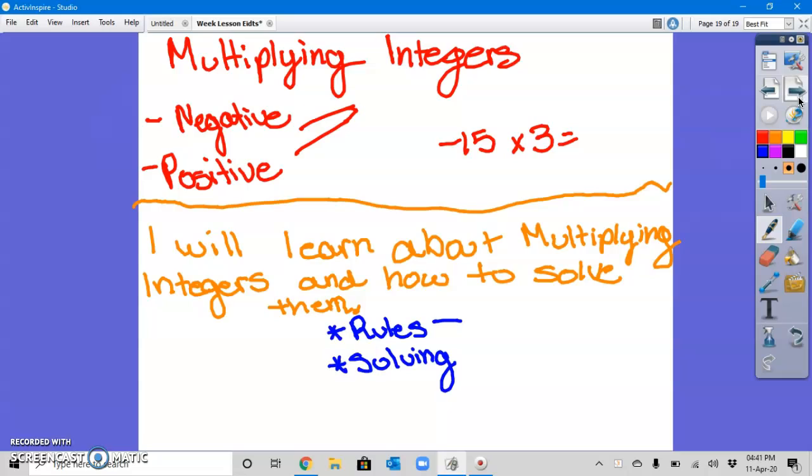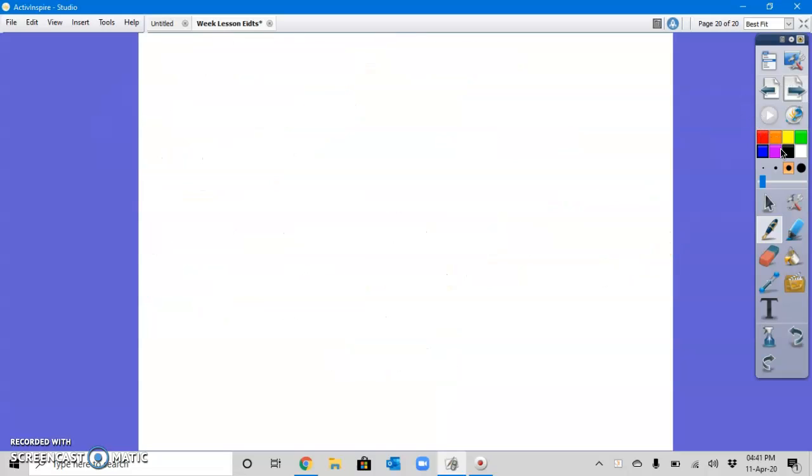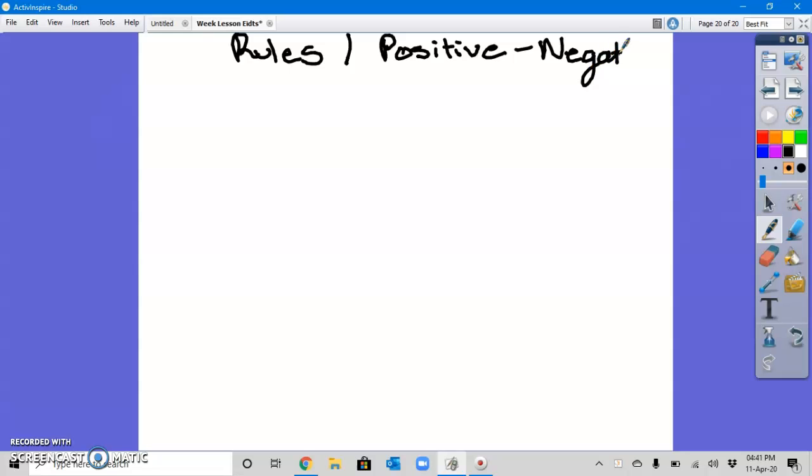Let's flip up to our next page. If you have space in your journal, you will write rules, positive, negative. Okay.